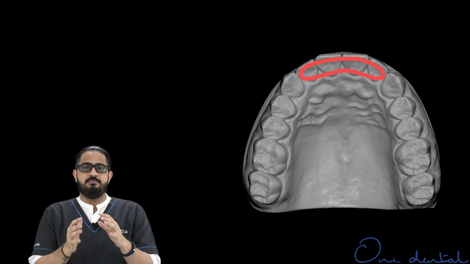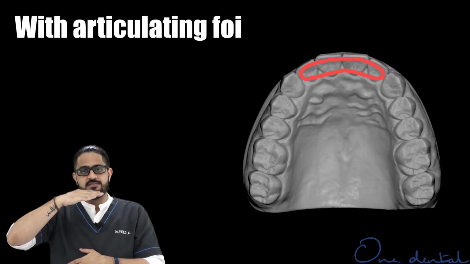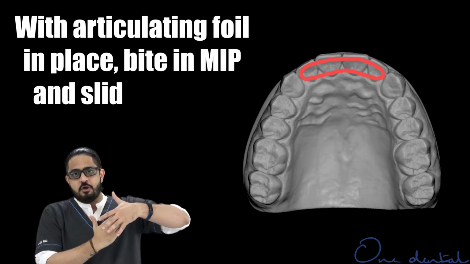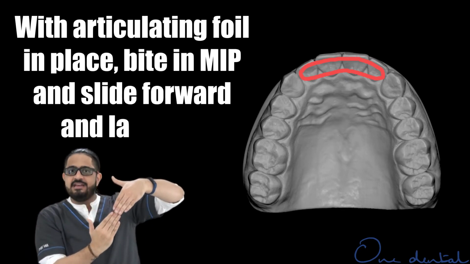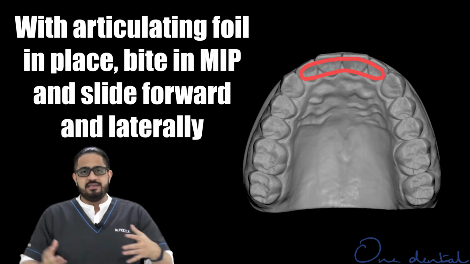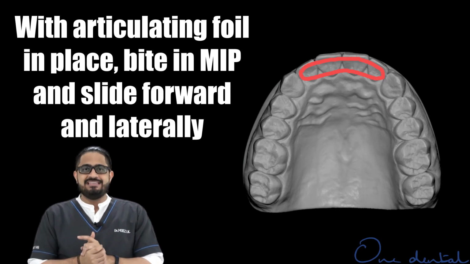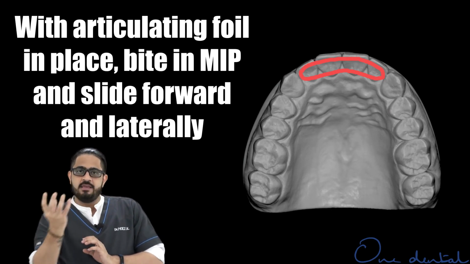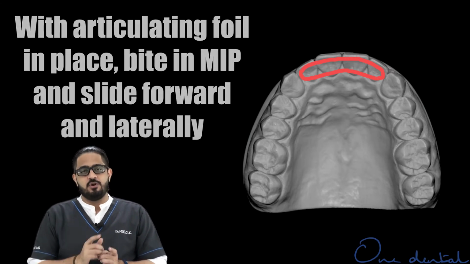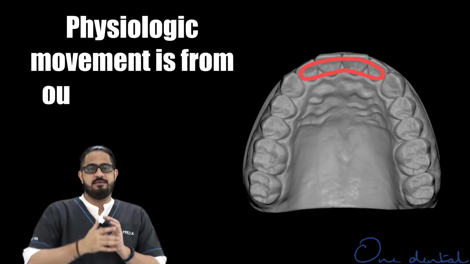So how do you get your patient to show you the correct guidance? You put in your articulating foil in the patient's mouth, have the patient bite down in MIP, with the teeth in contact, have the patient slide the jaw forward, go back into MIP, slide the jaw laterally and come back. Now, what is important to recognize is this is from MIP going outwards. This is never a physiologic movement. A physiologic movement for the patient is always out towards MIP.